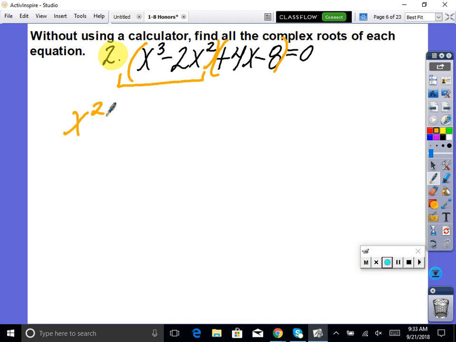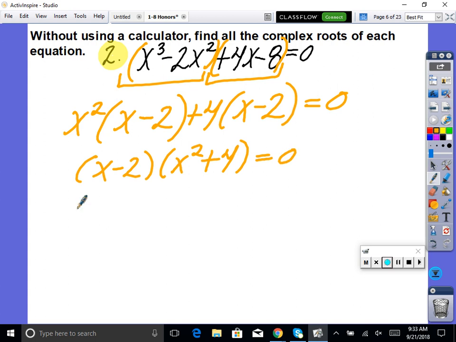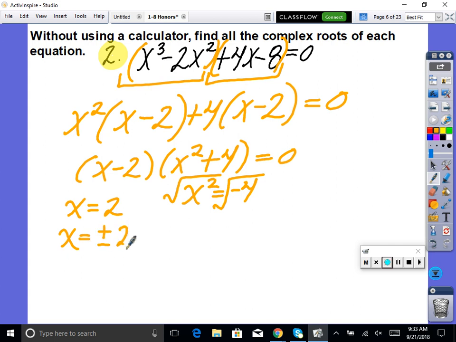So now we'll pull out x squared. Left is x minus 2. Pull out a positive 4. We know we're good because inside our parentheses is the same. So now we'll set each of those equal to 0. So x equals 2. So x is equal to plus or minus 2i. Then count, find a final place for your final answers. 1, 2, 3 solutions. It was degree 3, so we're good.